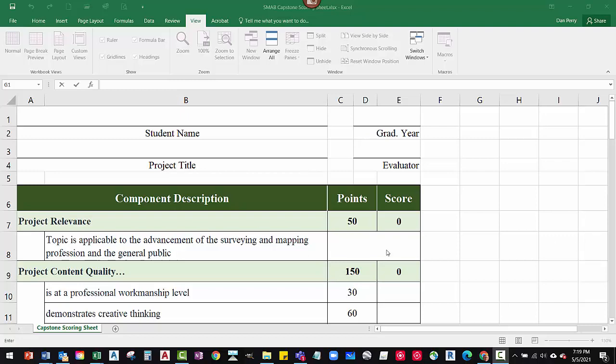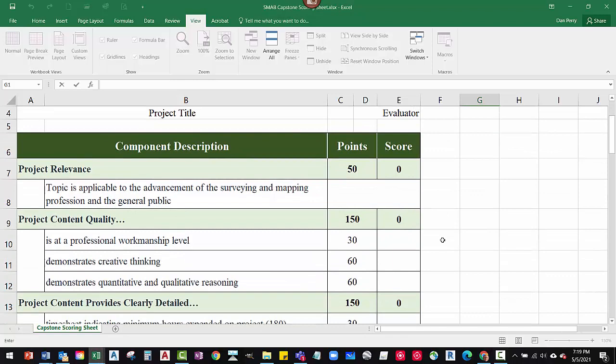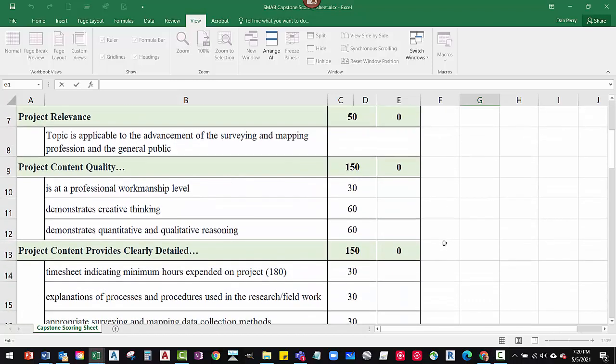And then I'm going to scroll down just a little bit here. Then project relevance, I think that one kind of speaks for itself. Again, this is through your perspective, through your eyes as a professional, not as an academician. So go ahead and place what you think is going to be appropriate there. I don't think that takes too much explanation.